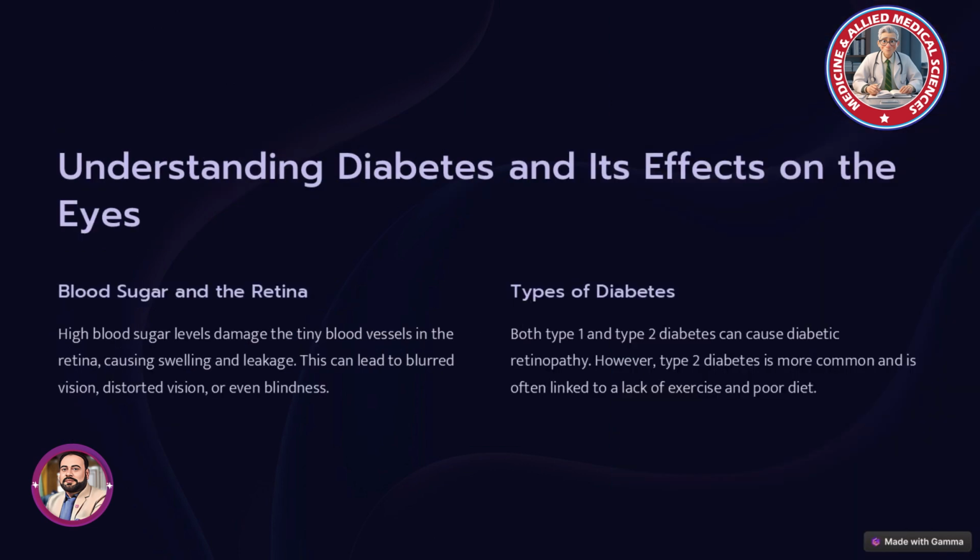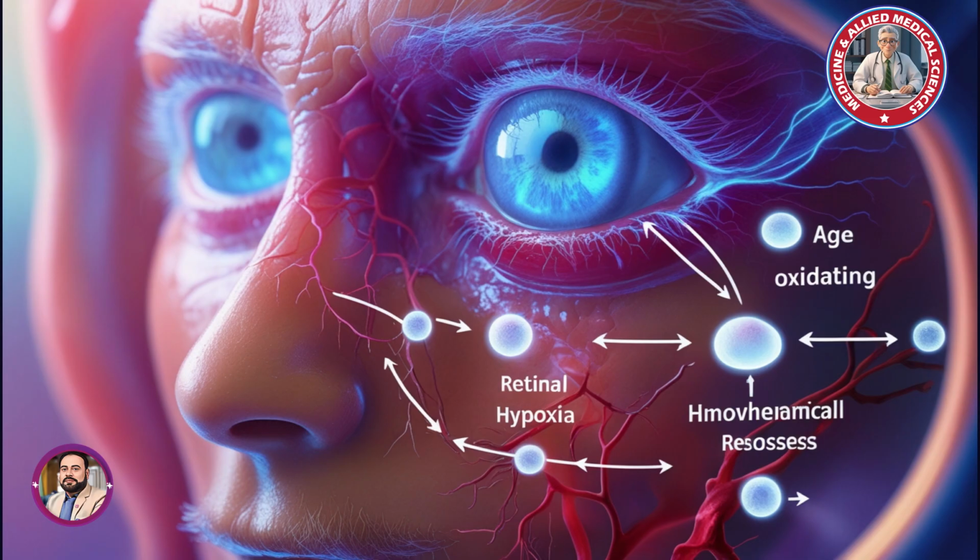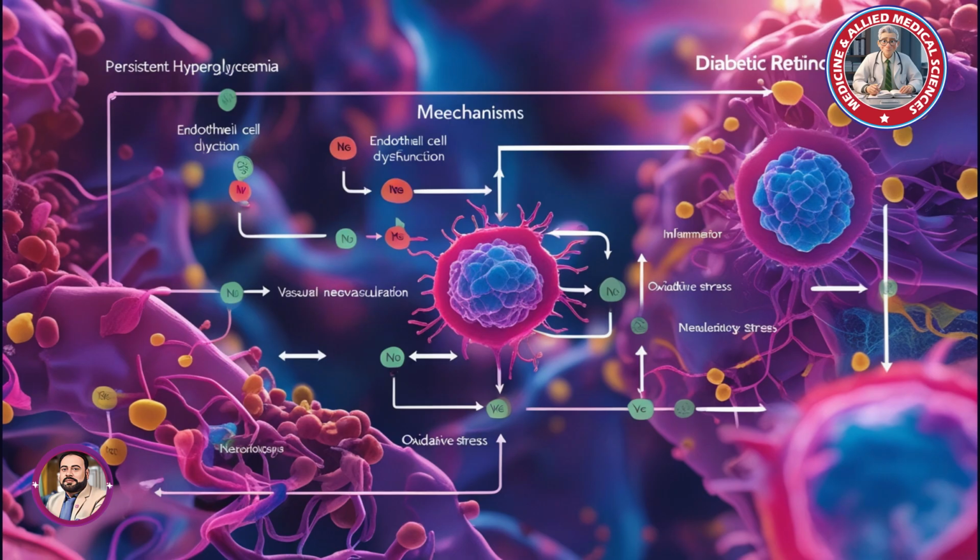Diabetes is a chronic metabolic disorder characterized by elevated blood sugar levels, hyperglycemia, due to either insufficient insulin production or the body's inability to effectively use insulin. Over time, uncontrolled blood sugar levels can lead to serious complications, particularly in organs with high blood flow, such as the eyes. The effects of diabetes on the eyes are significant, as sustained hyperglycemia damages the delicate structures of the retina, leading to vision-threatening conditions like diabetic retinopathy. Hashtag blood sugar and the retina.